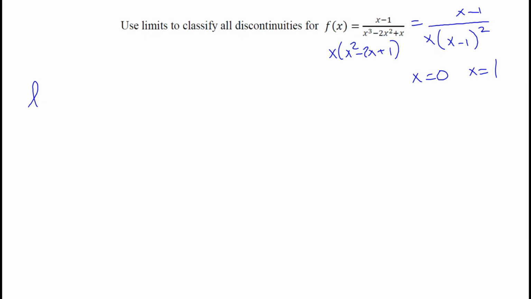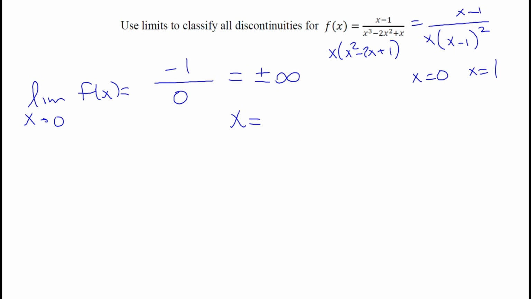So we'll start with 0. We'll do the limit as x approaches 0 of f of x, right? Which is just going to give us 0 minus 1, which is negative 1, over 0 in the denominator, right? So negative 1 over 0 we know is positive or negative infinity. So x equals 0 is an infinite discontinuity.